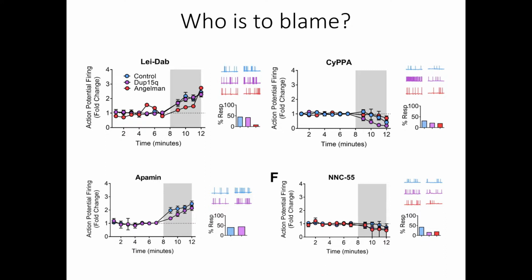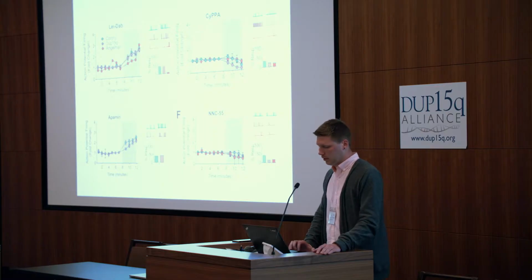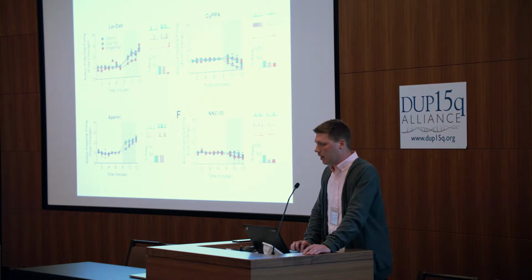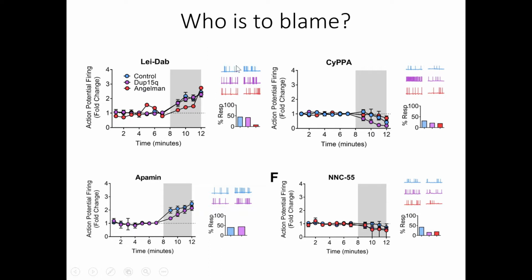Now, the next question was to find out what channel or receptor might be to blame for this increased activity or hyperexcitability. So we tried a few different pharmacological blockers on our cells to see if Dup neurons would respond differently than control neurons. And so again, purple's Dup, blue's control. Here's some traces of before and after, and this is here percent responders, the number of cells that responded to the drug. And you can see that for the most part, the Dups and controls aren't very different when you look at these, which are actually SK channels, blocking it, activating it.